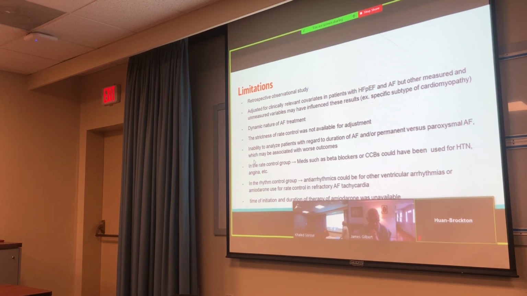The other thing was they weren't able to analyze patients with regard to the duration of their Afib prior to being enrolled in this, or if it was permanent versus paroxysmal. And again, in the rate control group, they defined it as anyone who was on a beta blocker or calcium channel blocker, but the patient could have been on those medications for their hypertension or for angina or for some other use. And again, in the rhythm control, the antiarrhythmics, even though they were likely used for Afib, they could have been used for treatment of other ventricular arrhythmias. And again, the time of initiation and duration of the amiodarone therapy was not available.